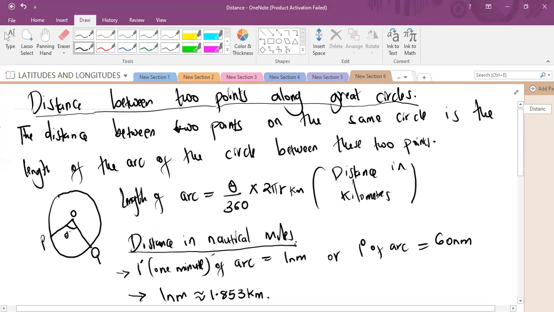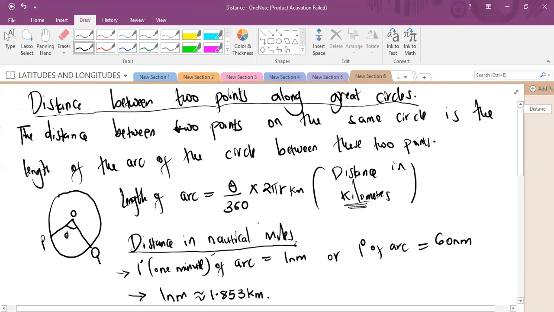arc here. So this will be given by the length of the arc, which is theta degrees, that is the angle that is subtended in the middle, over 360 degrees times 2 pi r, where r is the radius of this particular circle over here. Now, this will give us our answer in kilometers.